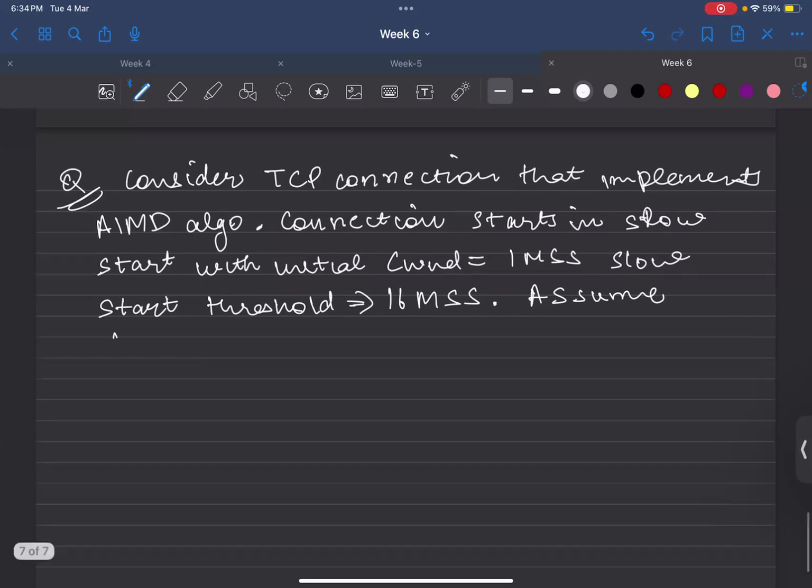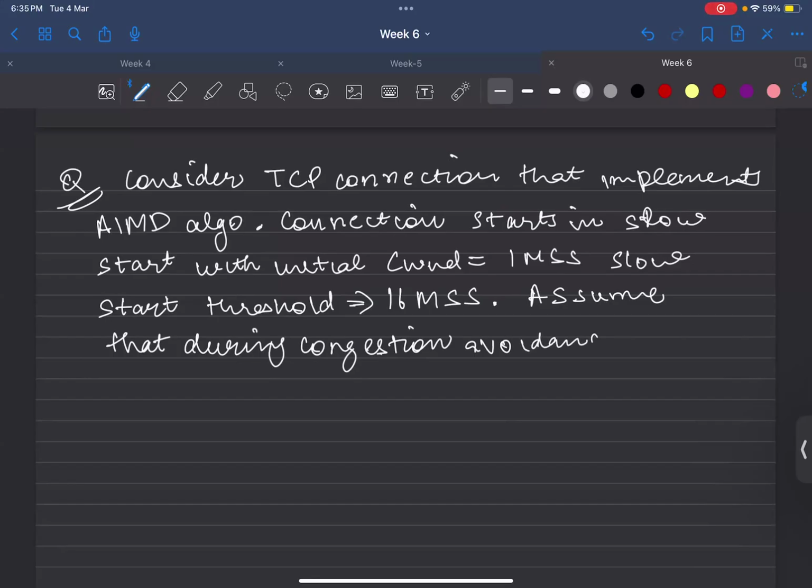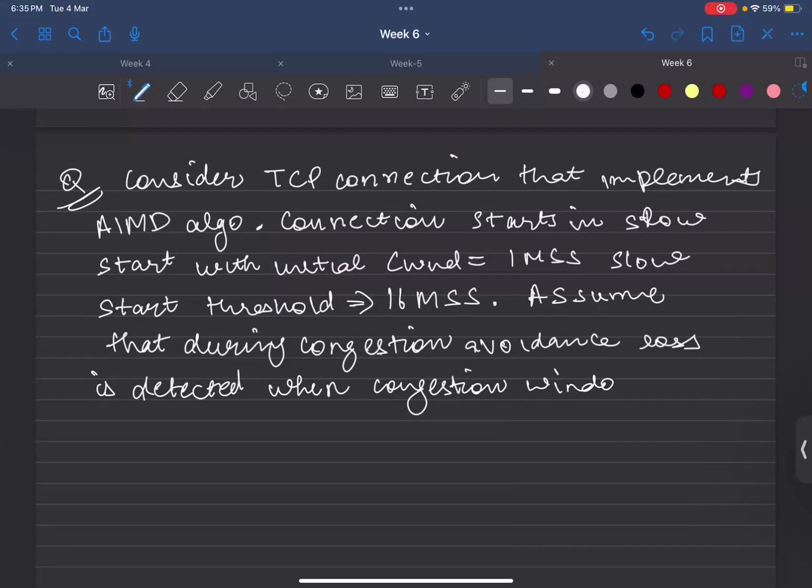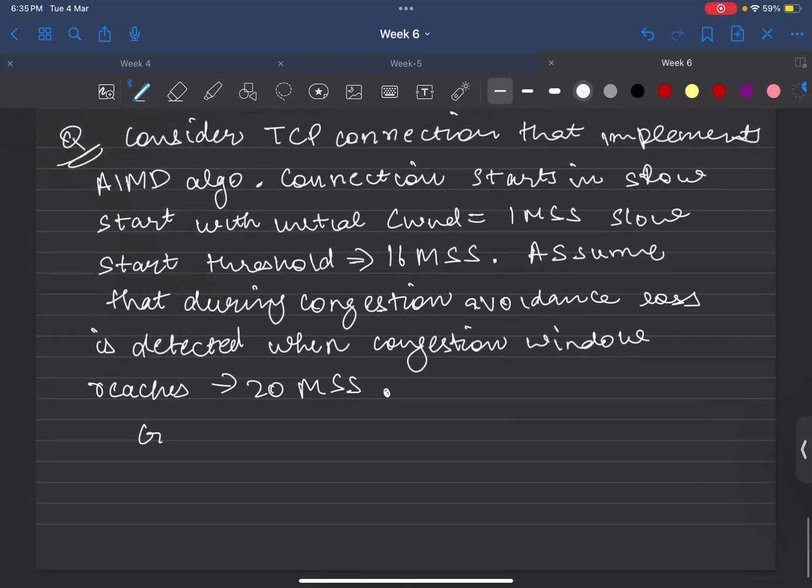Assume that during congestion avoidance, loss is detected when the congestion window reaches 20 MSS. Given, let's take it as a homework problem. Round trip time is equal to 100, because we have to cover many concepts further as we are already delaying. 1 KB.